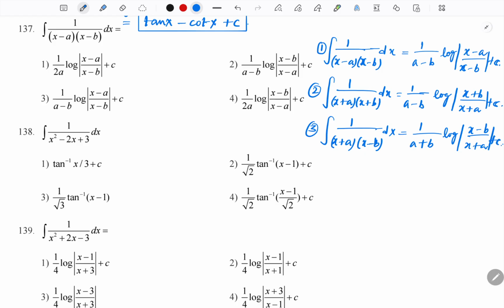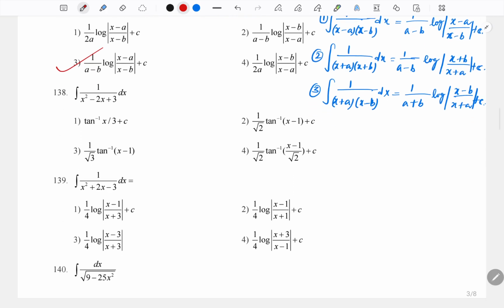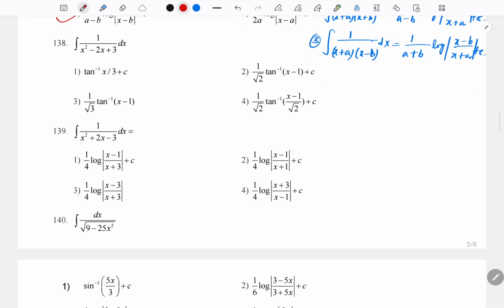Now see these 3 tricks, then tell me your answer first. Given this question, both are minus, so we know, right? 1 by (a minus b), so the numerator should always be minus a, but they give minus b, right? It's the first one, right? So my answer is option 3. Next question. This question, first of all, is not in the standard form, so this method is a method of perfect square.